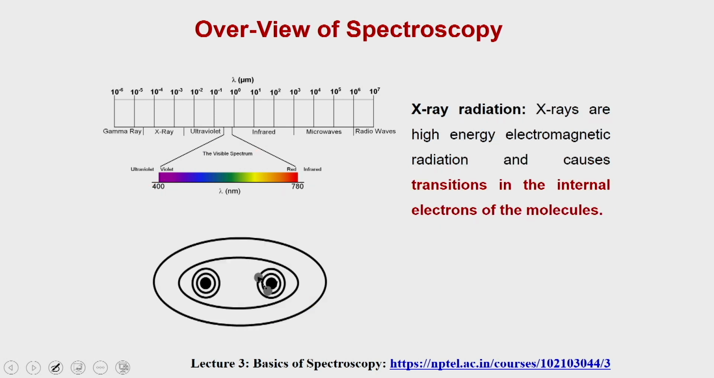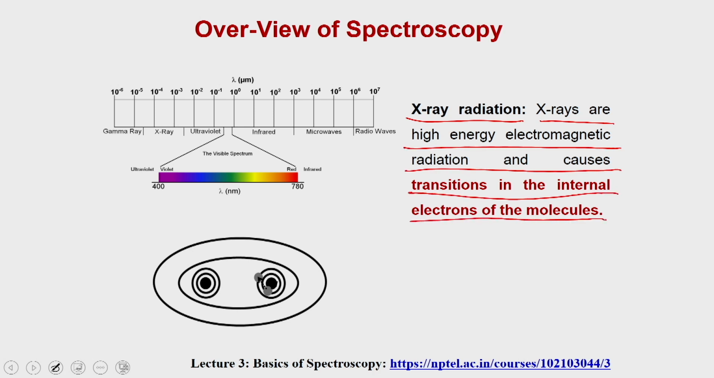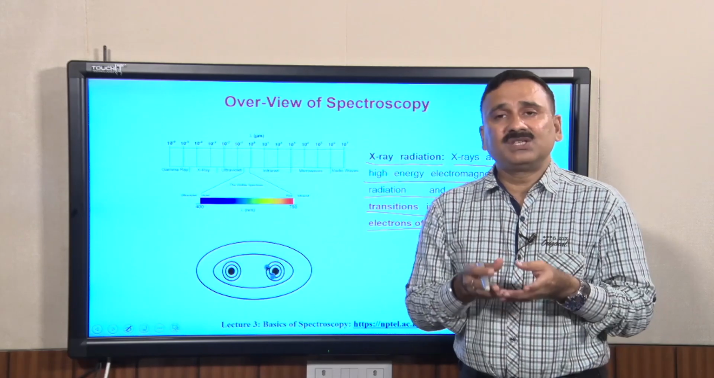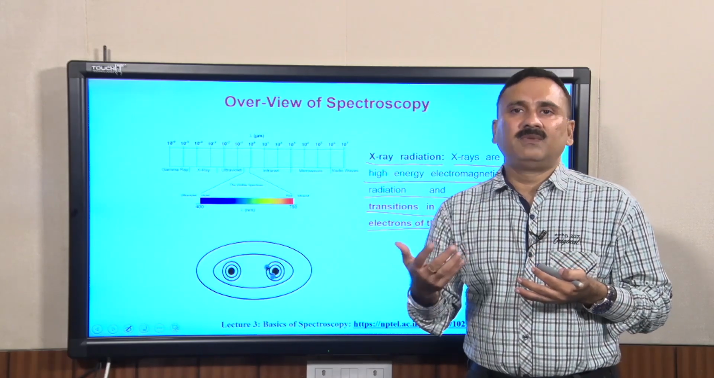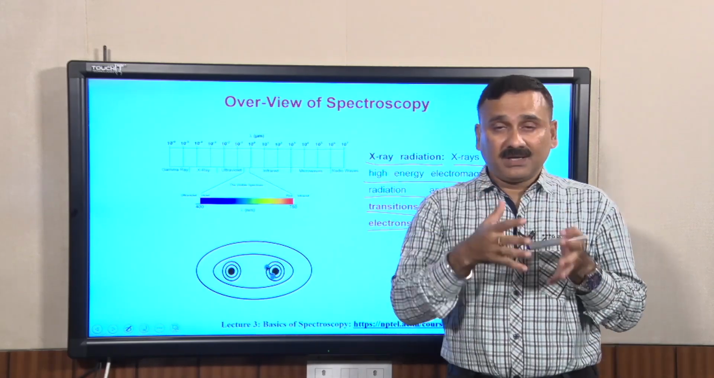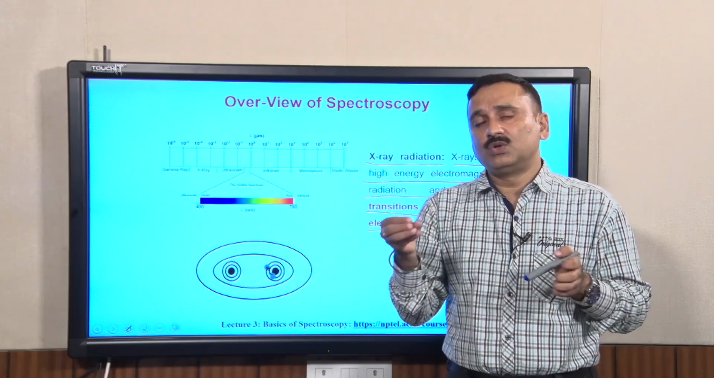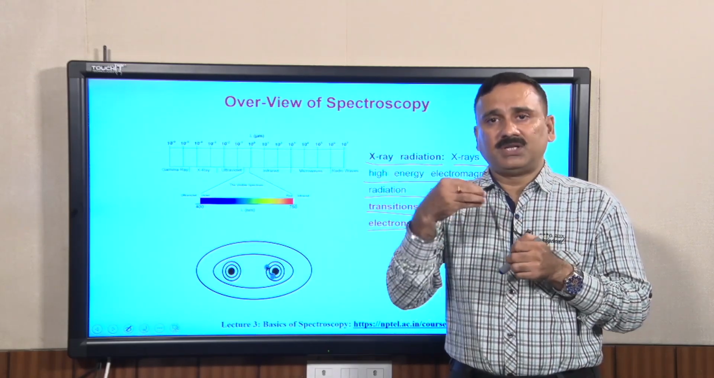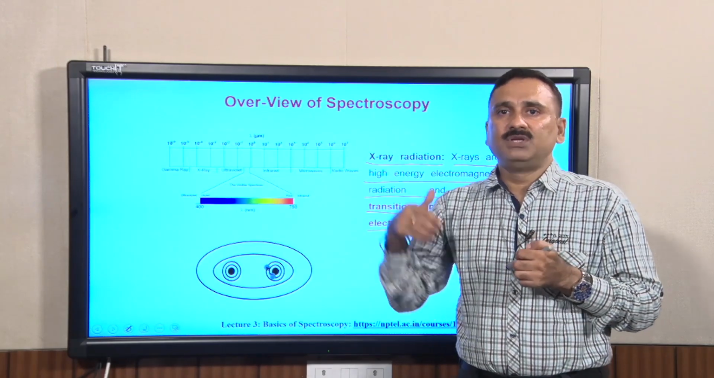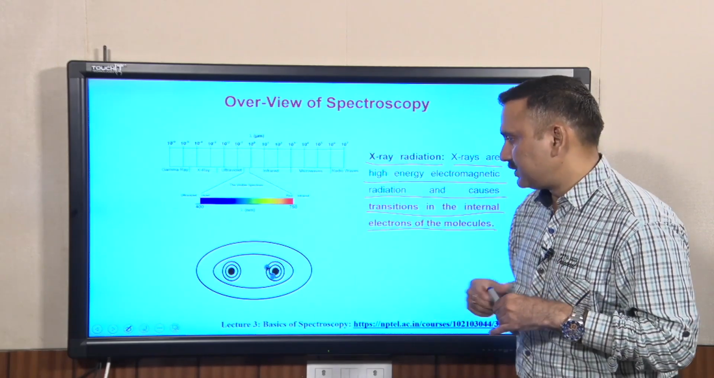Then it comes to the X-ray radiations. X-rays are very high energy electromagnetic radiations, and they cause transitions in the internal electrons of the molecule, which means the electrons within the atom that are not in the valence shell. Those are the electrons which receive the X-ray radiation, and that is how they give the transitions and can be mapped using X-rays.